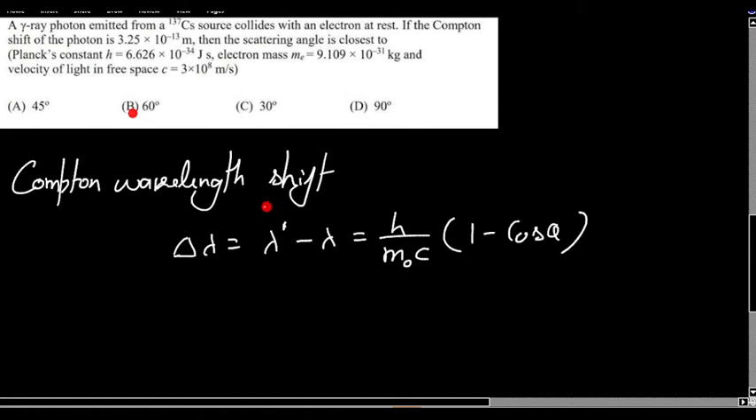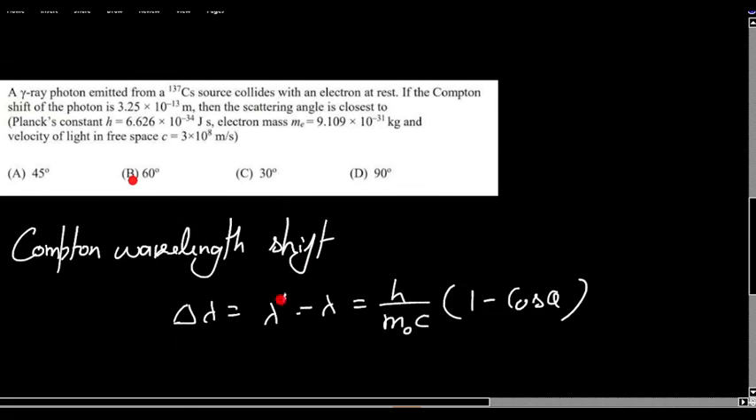And the Compton wavelength depends upon the theta only. Only theta is responsible. If you change the theta, then the Compton wavelength is going to shift. It does not depend upon the intensity of the photon, it depends upon the theta only.